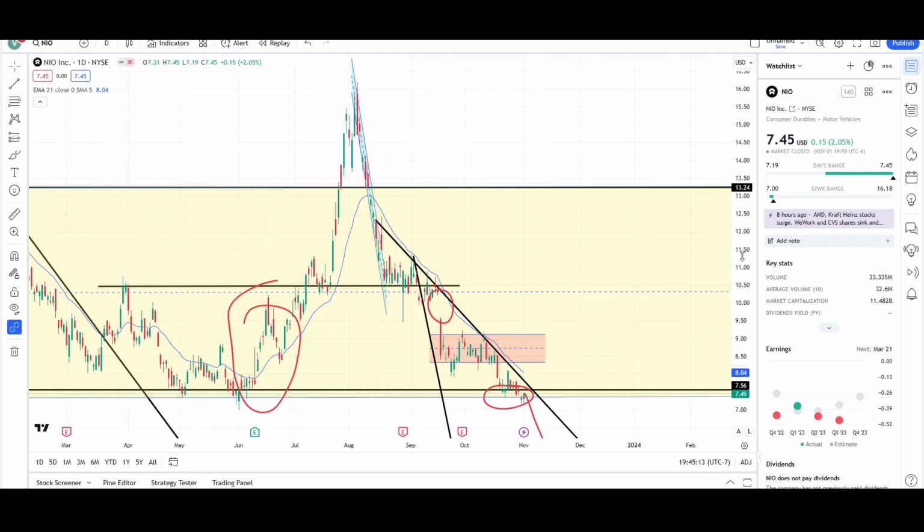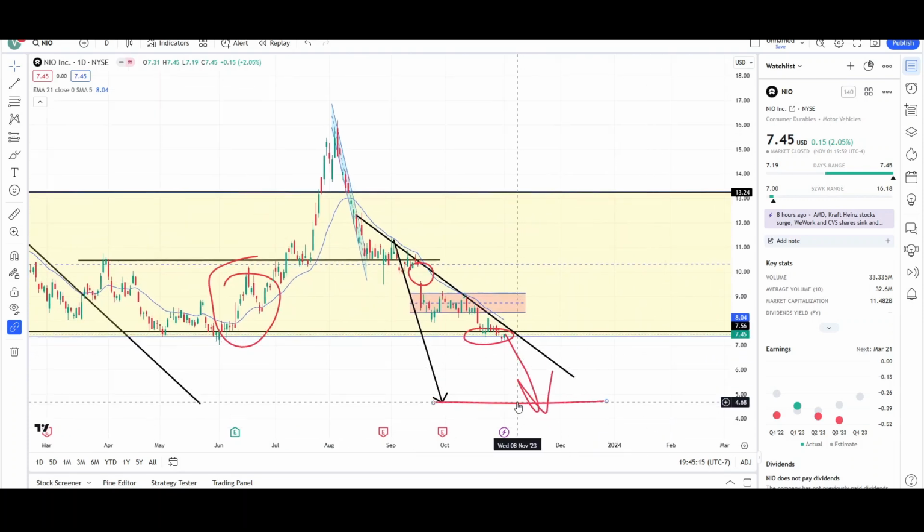If not, NIO can easily break down lower, possibly to the sub $5 level. But if the support holds, I think we can easily see possibly the 9s and even the mid 10s, because that's where the gap is, or the break between these two candles. That's the empty space on the chart, and maybe even the 13s from there. So again, let's see what happens at this support level.